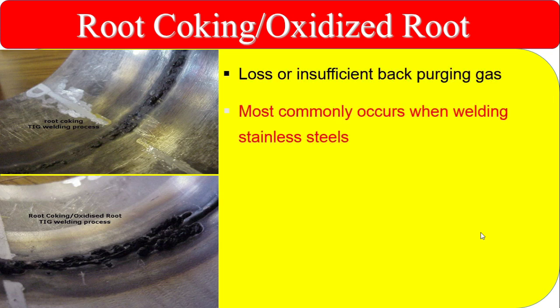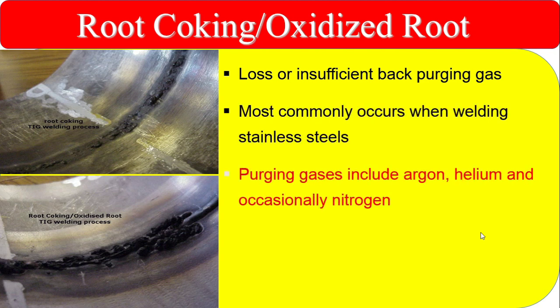Secondly, it most commonly occurs when welding stainless steel. Definitely when you are welding stainless steel, the purging gas is very important. If the purging gas is less or more, then definitely it will be oxidized or some defects will appear. Purging gases include argon, helium and occasionally nitrogen.